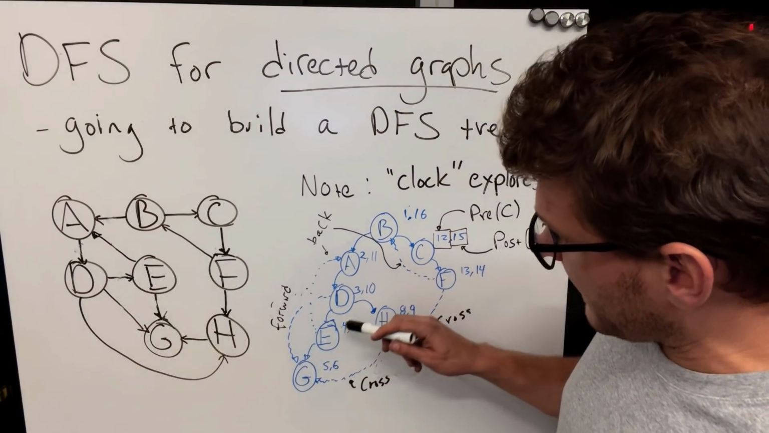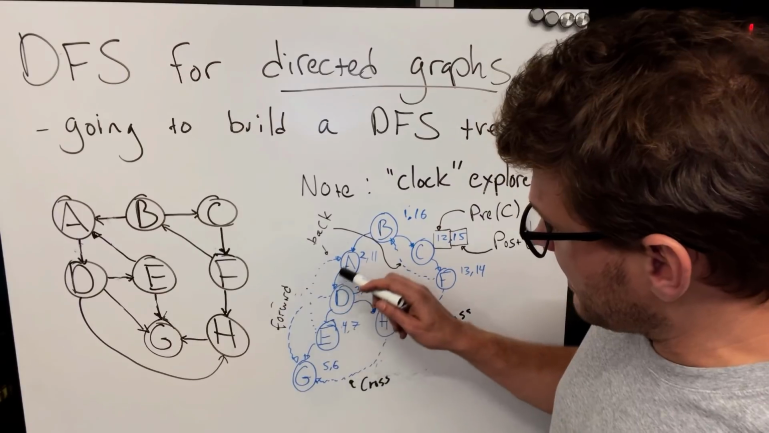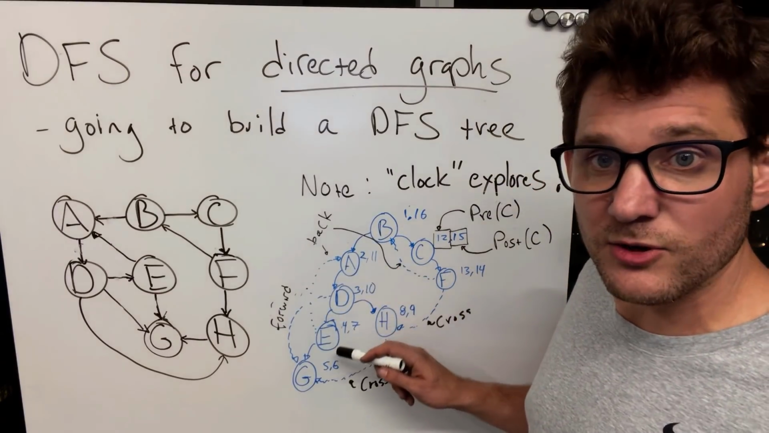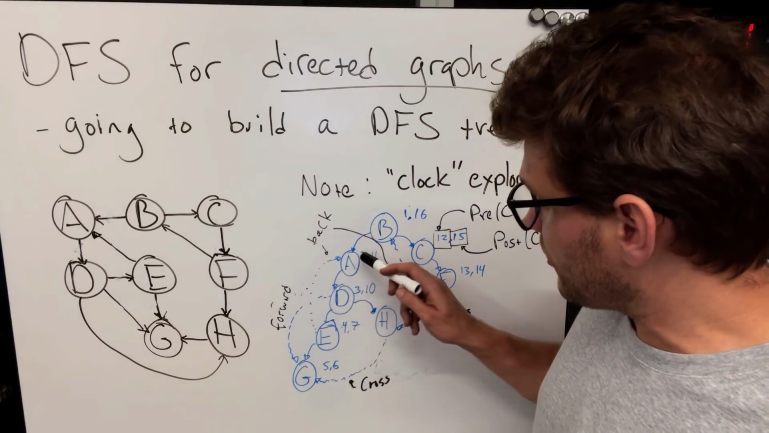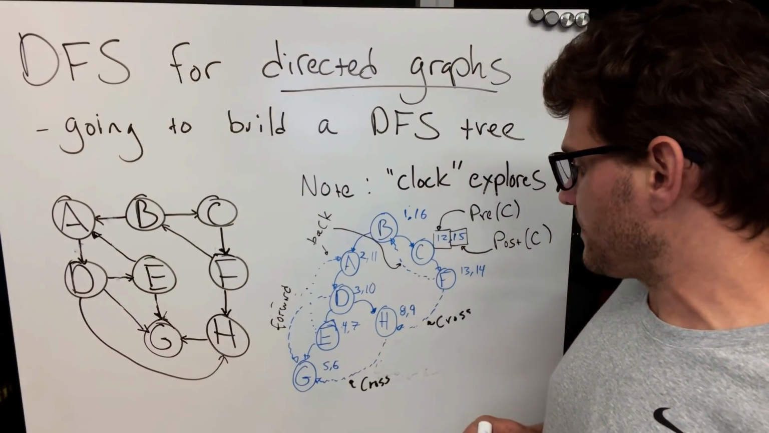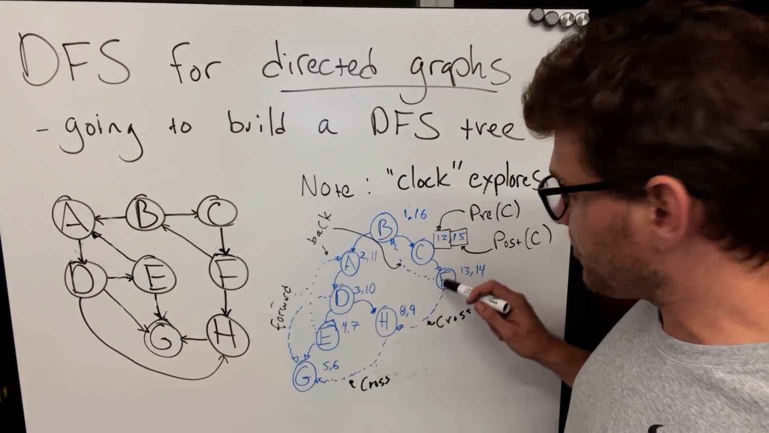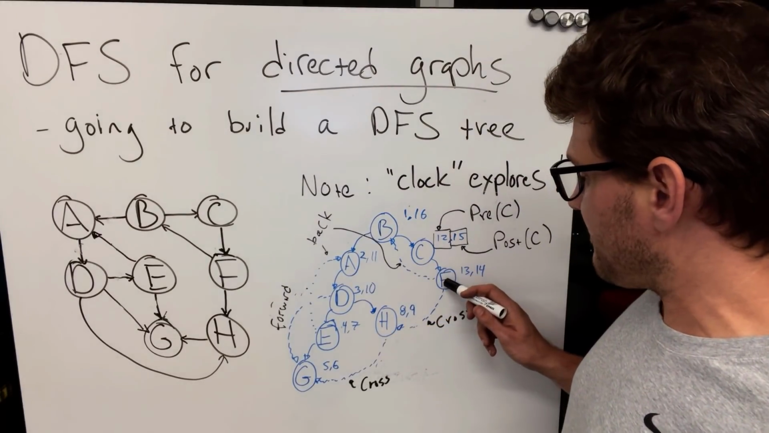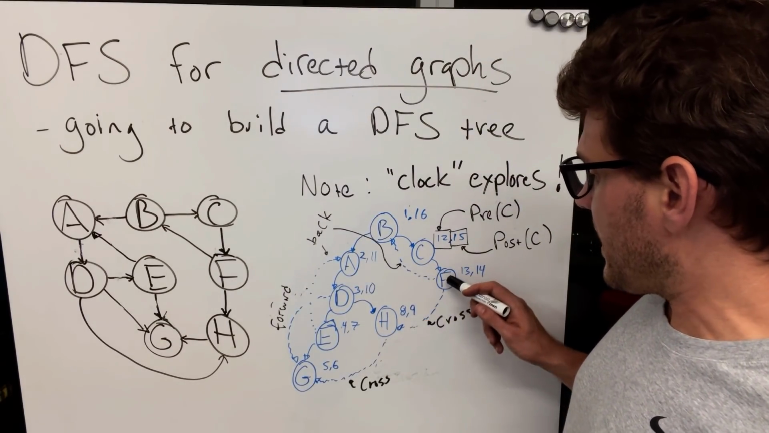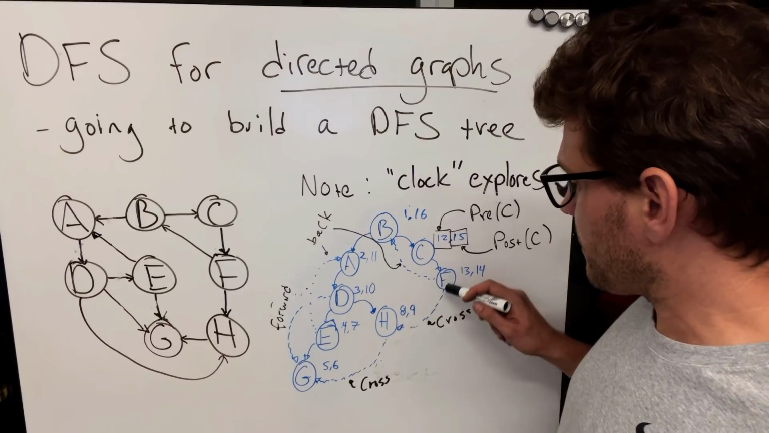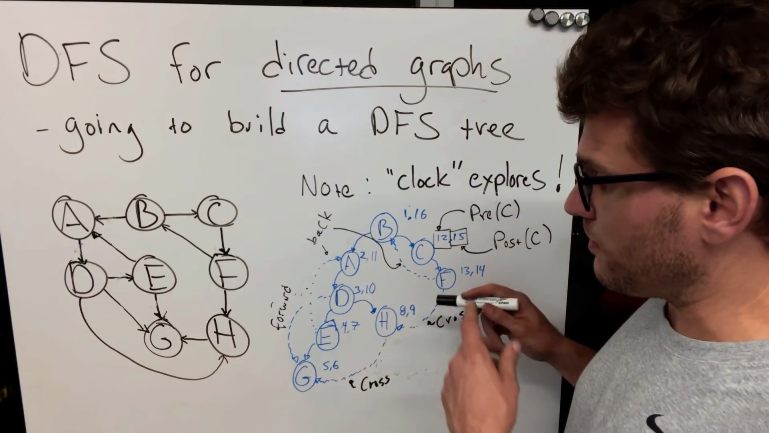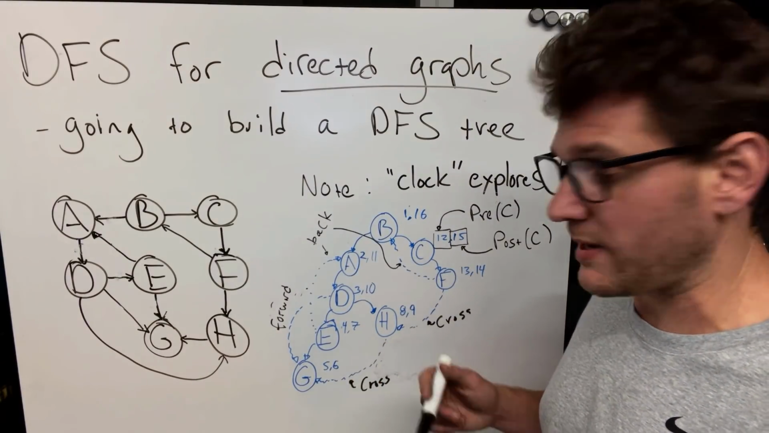There are also back edges, like going from E to A, because A is an ancestor of E. Notice that this dotted line here goes from E to A. That's a back edge. We also have these cross edges from F to H. What's a cross edge? Because F is not an ancestor of H, nor is F a descendant of H, we're going to call that a cross edge. It's neither a back edge nor a forward edge. That means it's a cross edge.